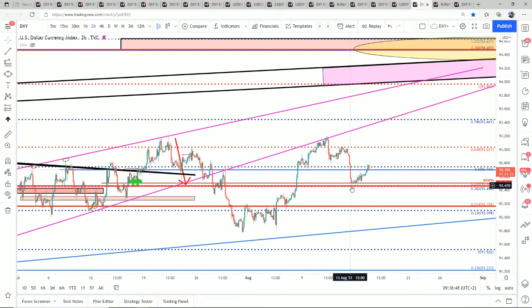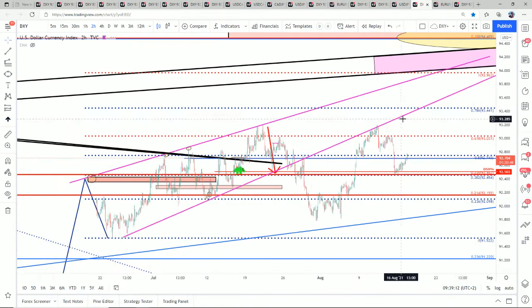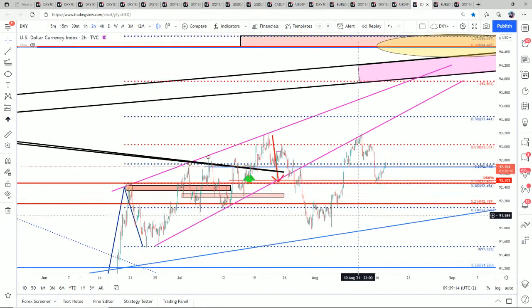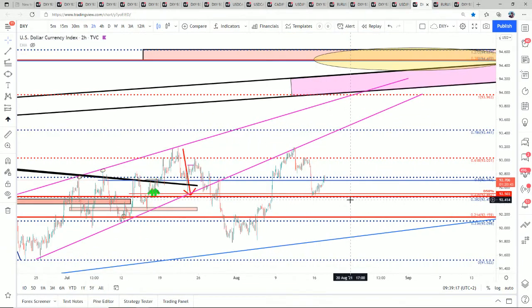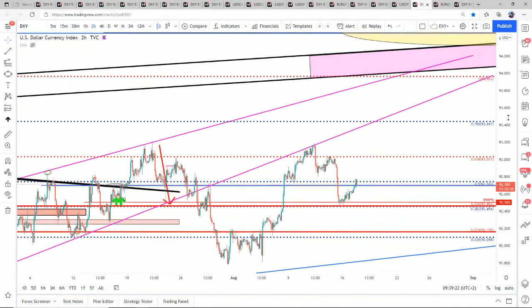And then we came back here to the 38.2 and 236. What I like a lot is that we respected at the same time the 236 and 38.2 of this move. So that's confirming the validity of this ABC. We could probably, on a move down, even retest the 236 here and then bounce from it. But I think we will stay above this 38.2. But that's what we will see in the next hour.